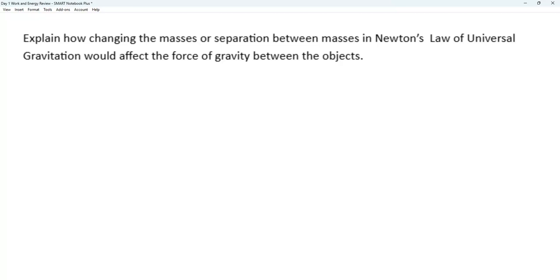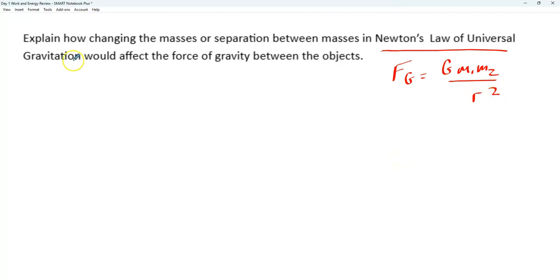Okay, so this is the idea with proportionality, or how different changes in the variables will affect the different forces. So Newton's universal law of gravity, we've talked about that. That's big G m1 m2 over r squared.